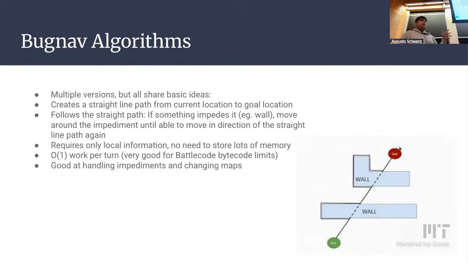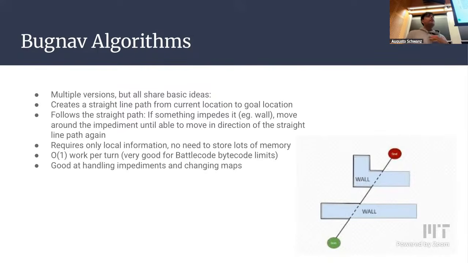We'll look at some pseudocode, but these are pretty efficient algorithms because they don't require you to store that much information. It's all based on the local information that your robot can immediately see. So you're not saying, well, what are all the places I've already visited? Where are all the walls currently at? We're just saying, move if you can. If you can't, try something else. So this makes it O(1) work, if you know what that means. O(1), constant time. And that makes it much more efficient in terms of bytecode.